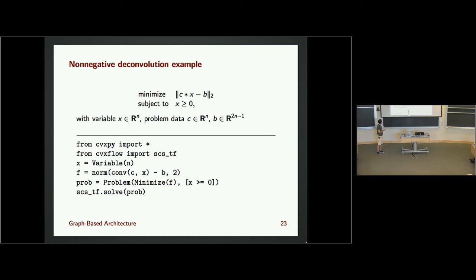So if we focus more on this convolution example, we can look at a non-negative deconvolution problem. The idea here is that you have some noisy measurements of the convolution of an unknown signal x with a known kernel c, and you want to recover x given the prior knowledge that it's non-negative. So this is a very simple signal processing problem, and this is what the code looks like. Same idea as before: you construct your variable, your objective, and a problem, and then you pass it in through this library that's going to construct the solver graph.